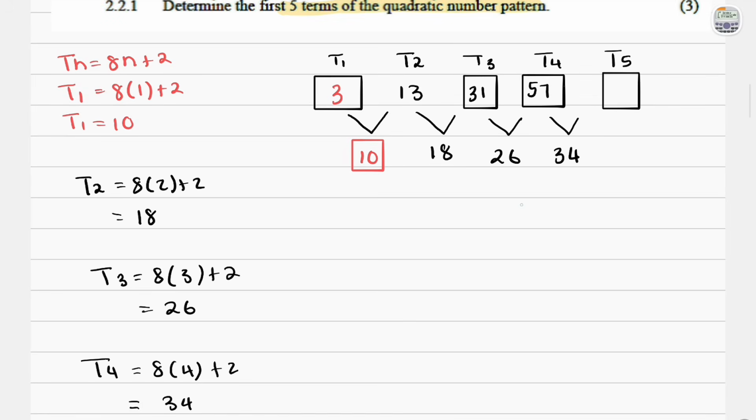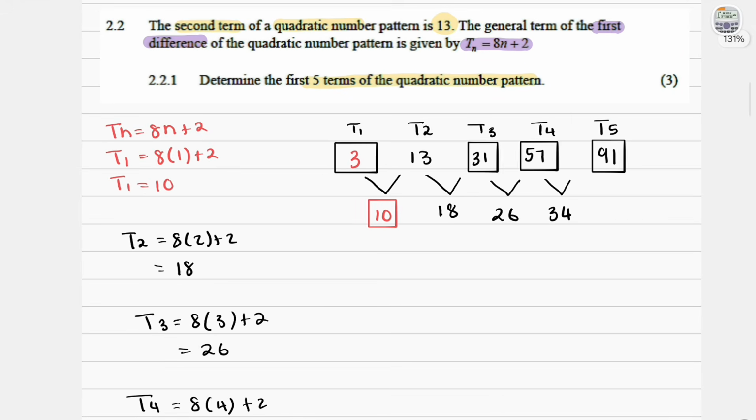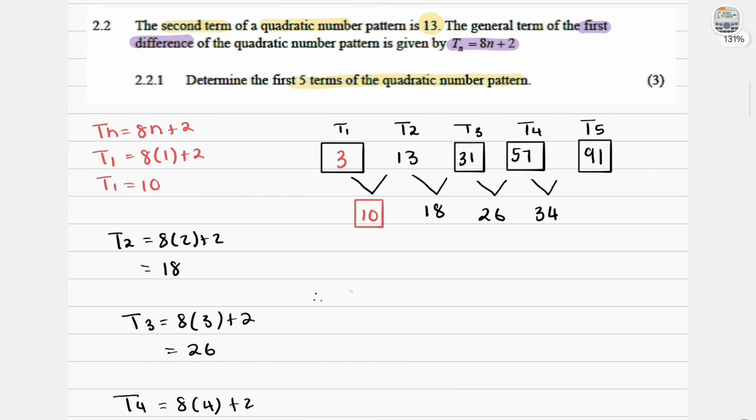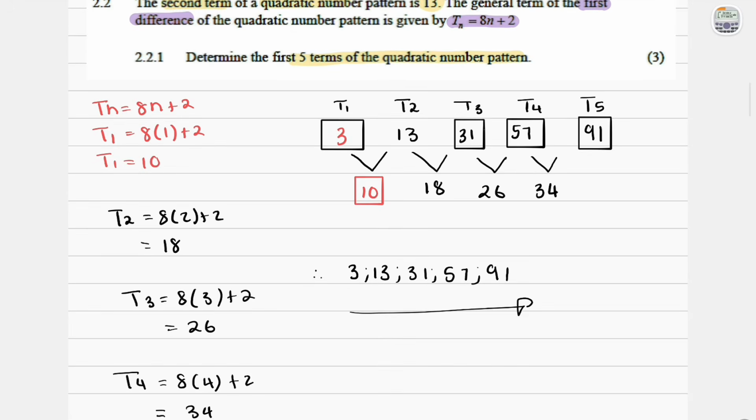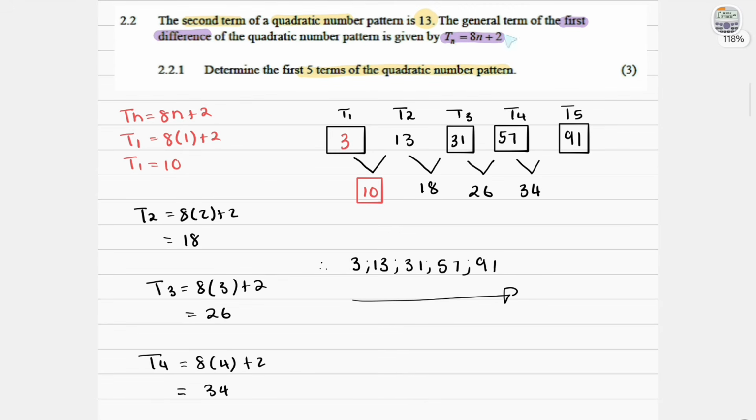And then 57 plus 34, that is going to be 8, 11, so 91. And that is our answer. The first 5 terms are 3, 13, 31, 57, and 91. And that is our answer. Moving on to the next question.